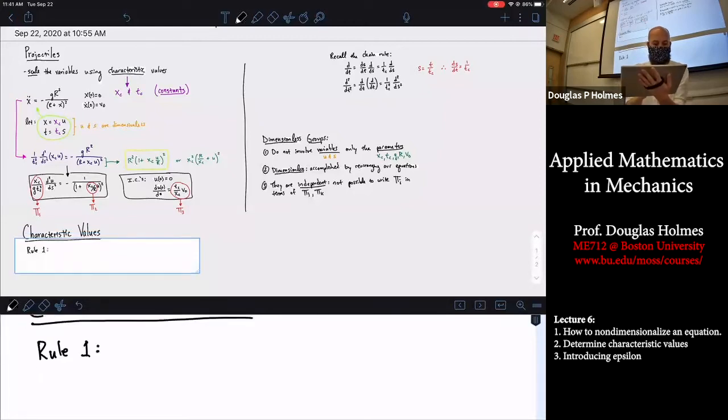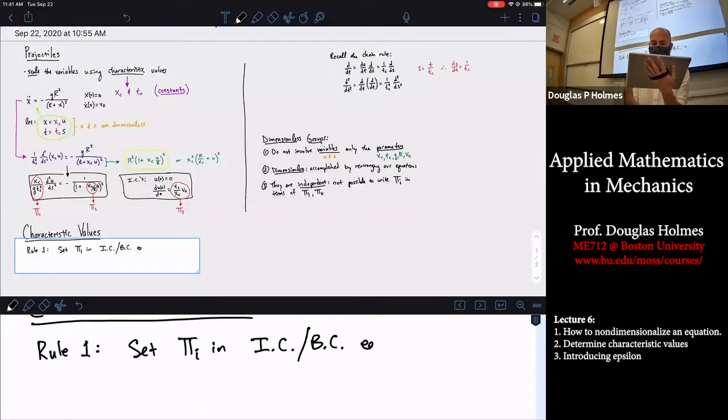So rule 1 says set pi I, this could be more than 1, there's only 1 here, but in other problems it can be more. Set pi I in the initial conditions or boundary conditions equal to 1. I'm going to repeat myself. You can apply this rule more than one time if there is more than one dimensionless group that appears in the initial or boundary conditions. In this case, there are not, so we're only going to apply it once.